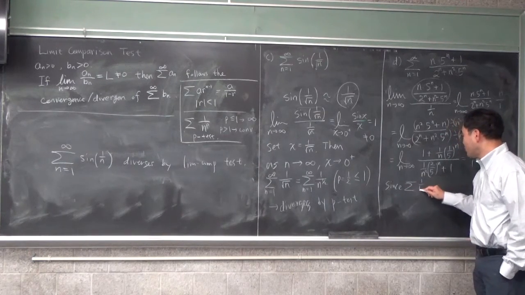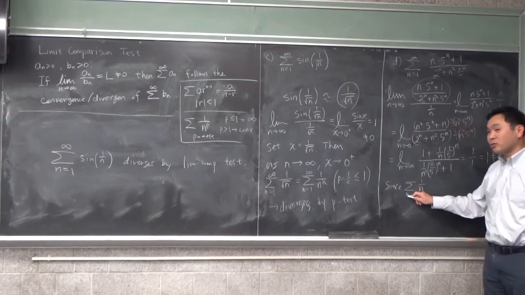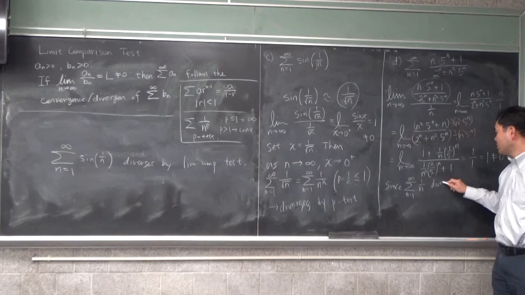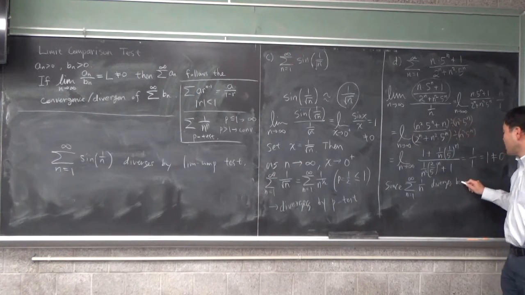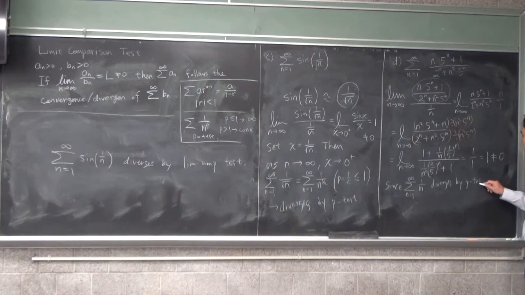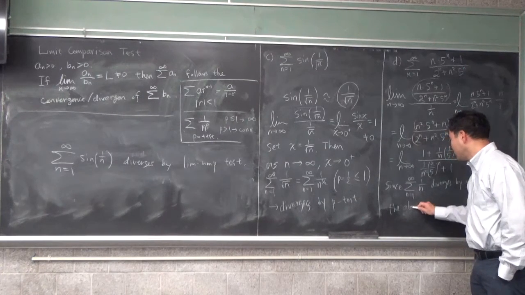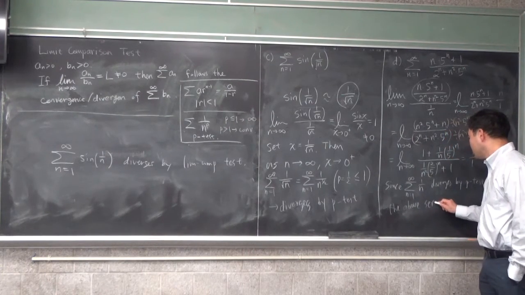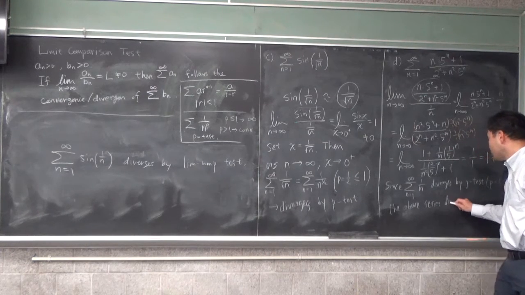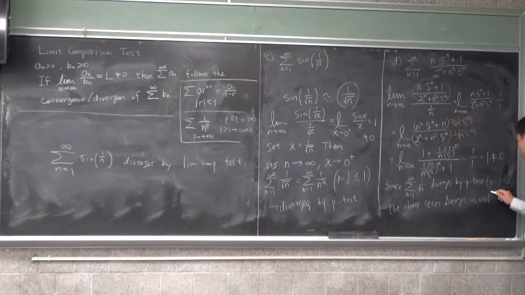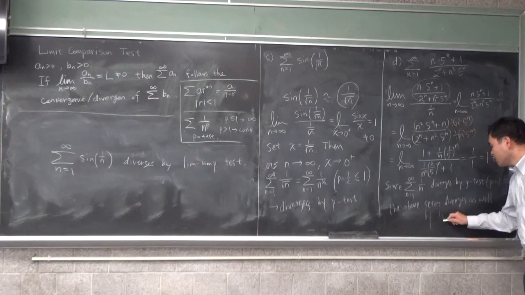Okay. So now since the summation of 1 over n diverges or converges? Diverges, by p-test, p equals 1, less than or equal to 1. Right? The above series diverges as well by limit comparison test.